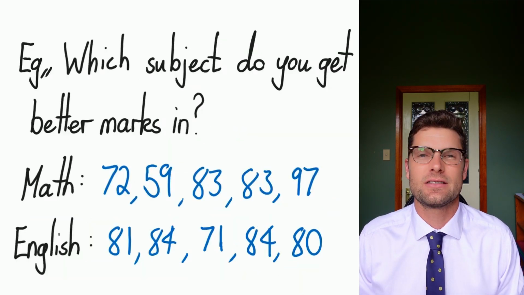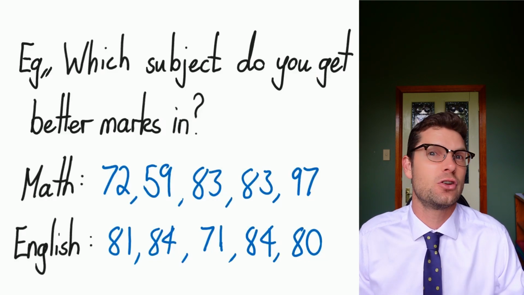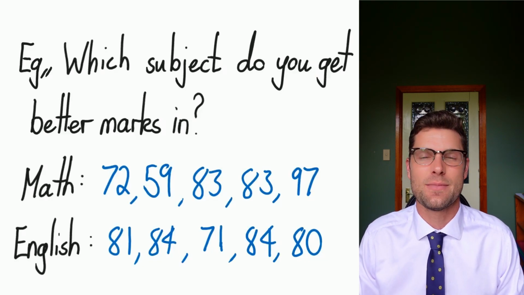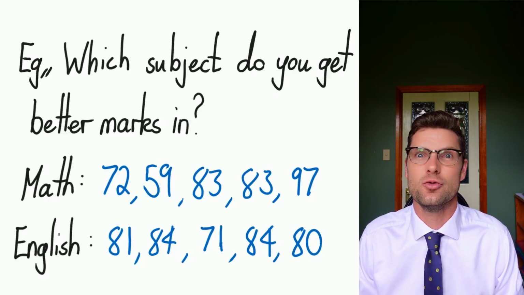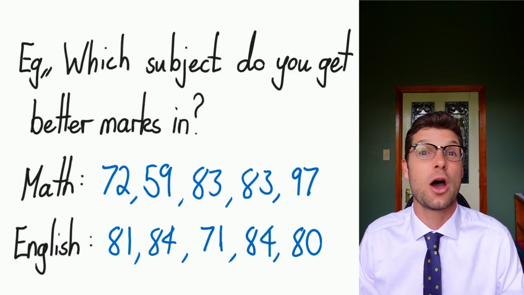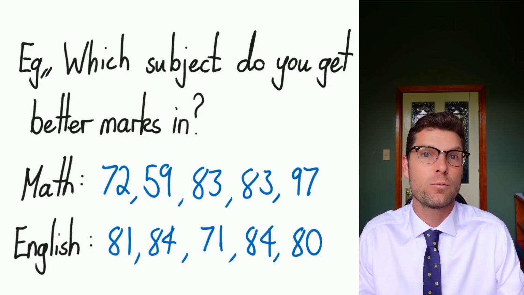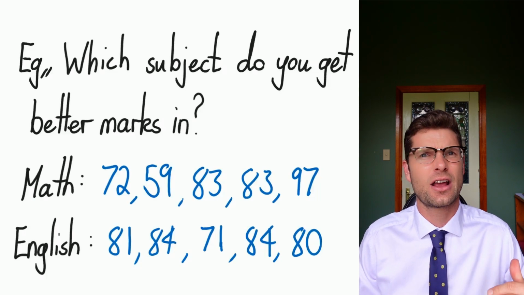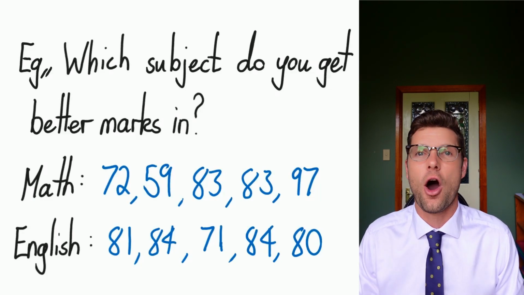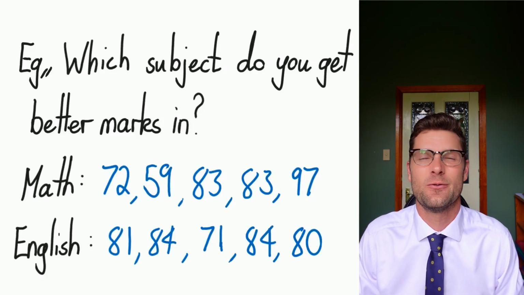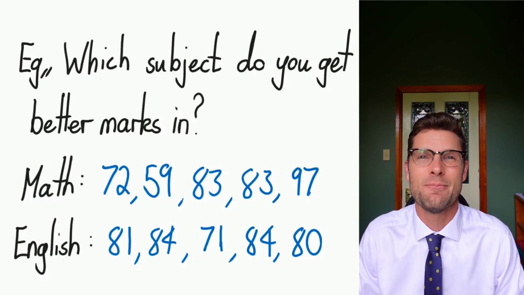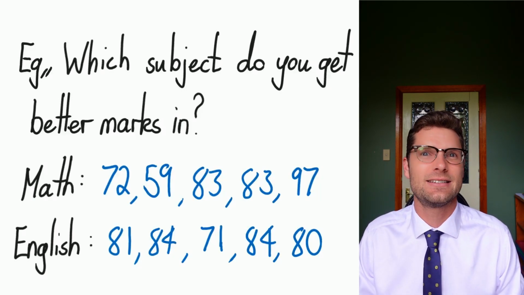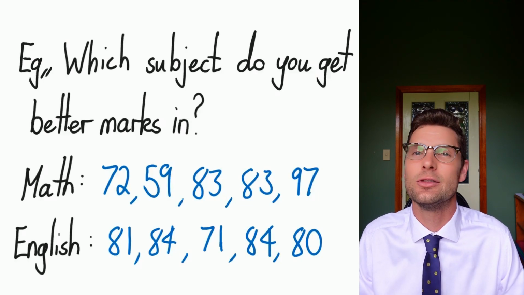So a question could look like this. What subject are you better at? You've got these marks in English and these marks in maths. Which one should you do? The English marks, you've gotten around 80 every single time. You're really consistent around that 80% mark, which is great. But then in maths, you've got a couple of lower scores and a couple of really high scores. That 97, probably watched a few of my videos, helped bump up that number. But it would be really hard to compare these two data sets just by looking at them.